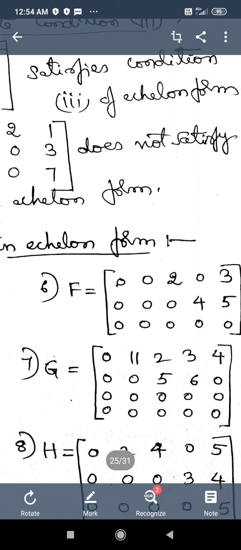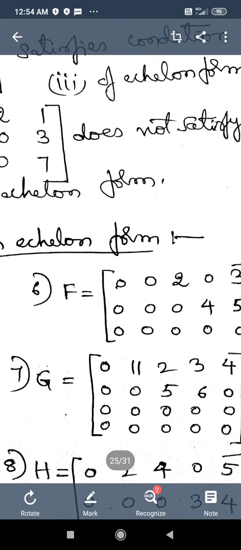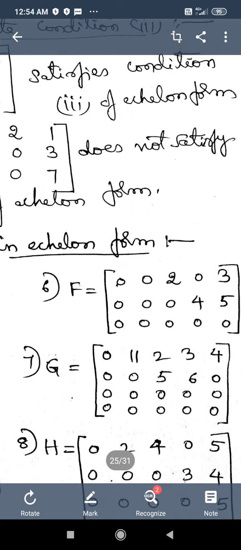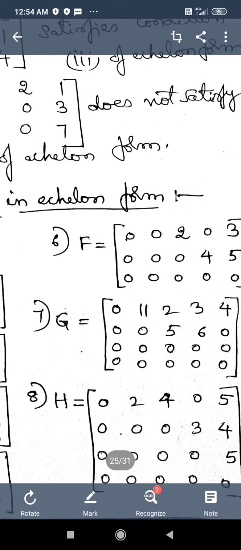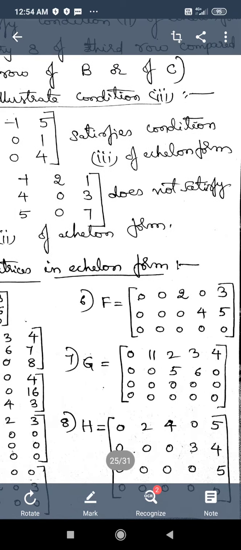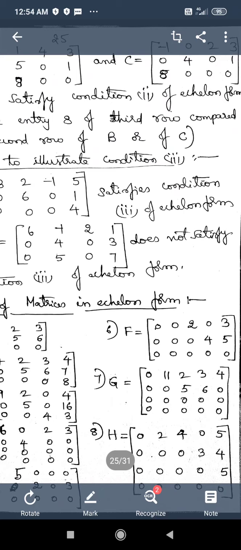In the same way, we can see that capital G, given like this here, consists of two zero rows and two non-zero rows, and it will satisfy all three conditions of echelon form.